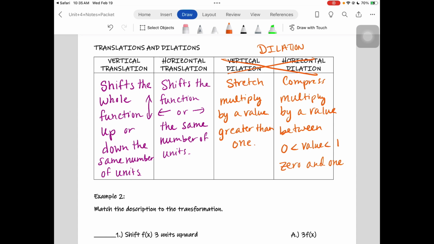All right, pause the video here and write down these notes. Your vertical and horizontal translations are just going to shift the whole figure up or down for vertical, or left or right for horizontal. Your dilation is going to have a multiplication factor. To make it stretch, it's going to be multiplied by something bigger than 1. To make it compress, that value will have to be between 0 and 1.